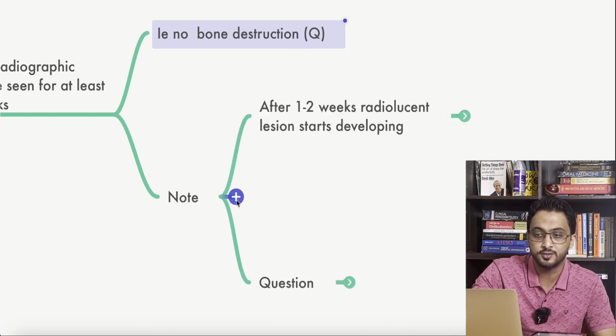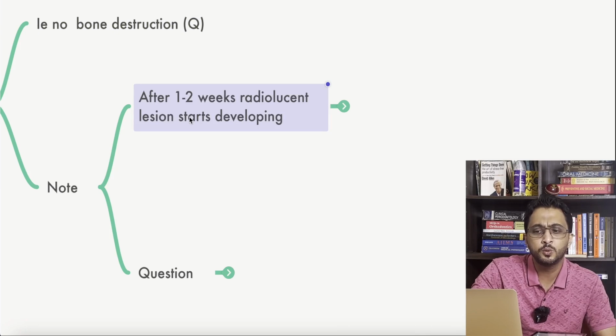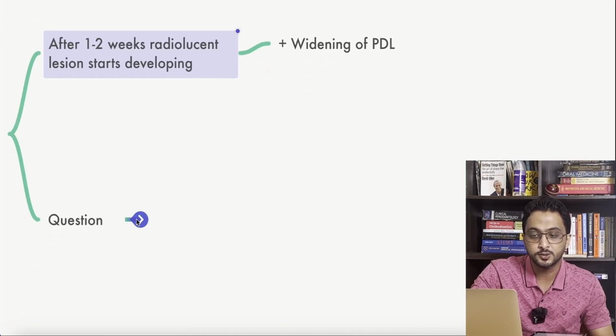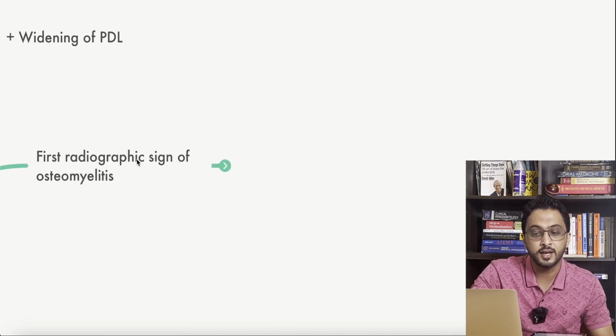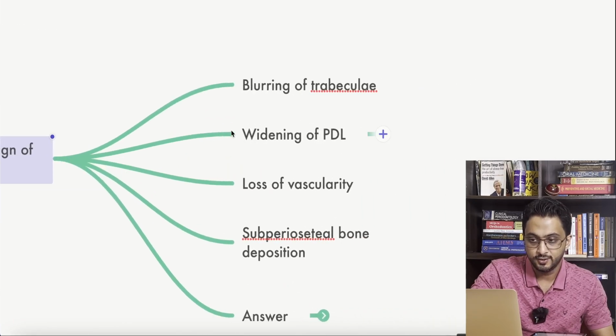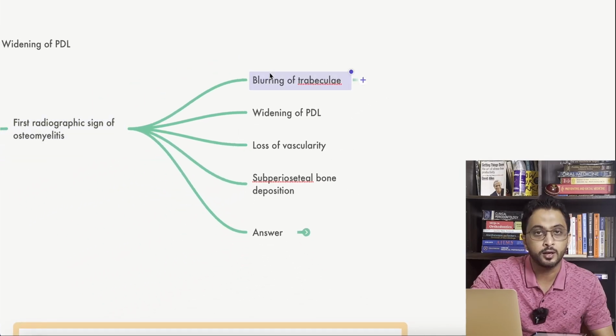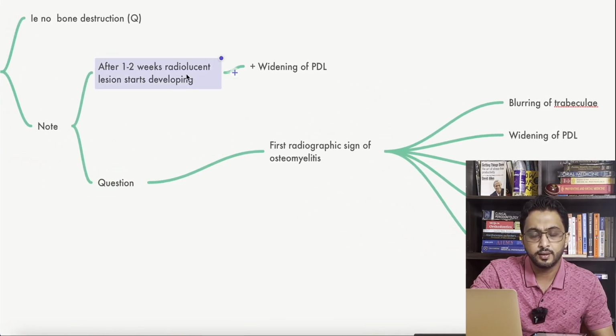Now, what is actually seen? The trabeculae get affected, which is very important. After 1 to 2 weeks, the radiolucent lesion starts developing. I'll give you the question that is asked. Still there is no bone destruction as such, but a slight radiolucent lesion comes. The question: first radiographic sign of osteomyelitis. It's not even widening of PDL. Please note the options: blurring of trabeculae, widening of PDL, loss of vascularity, subperiosteal bone formation. So radiolucent lesion appears, then widening of PDL.